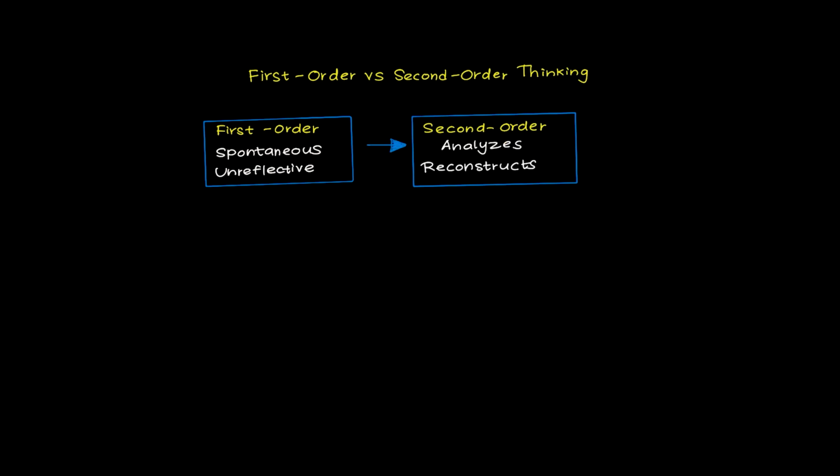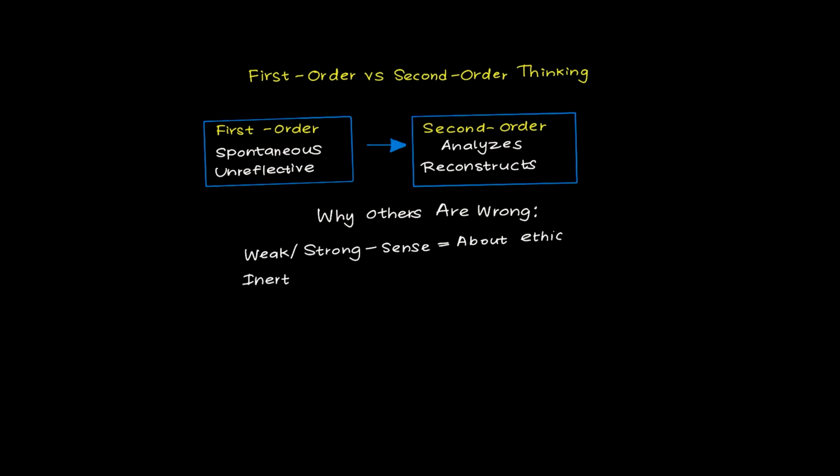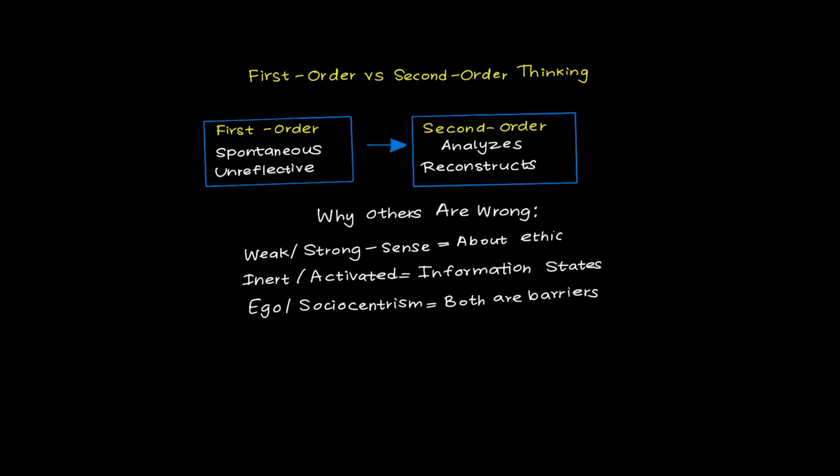The other options describe different concepts. Weak sense to strong sense thinking relates to ethical orientation and fair-mindedness, not reflective versus unreflective. Inert information to activated knowledge describes how information sits in your mind, not levels of thinking. Egocentrism and sociocentrism are both barriers to critical thinking, not stages you progress through.